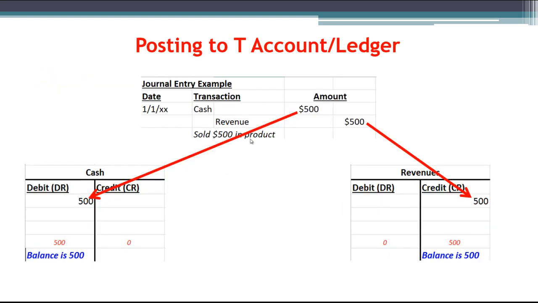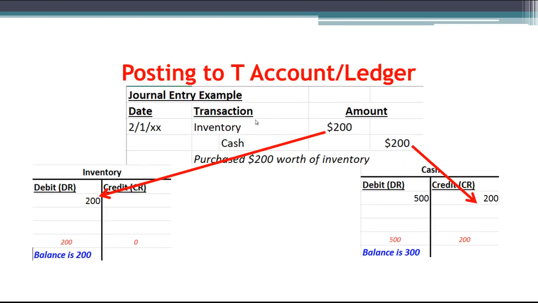So for any account transaction that we have, here we have 1 debit and 1 credit, we have to pull each piece out. A $500 debit to cash has to go over to the cash account, the T account or the ledger. The $500 credit for revenue has to be pulled over to the credit side of the revenue account. Here we have a debit to inventory for $200 that has to be pulled over the inventory T account. The $200 credit to cash has to be pulled over there. And notice that the balance, we're keeping a balance each time.